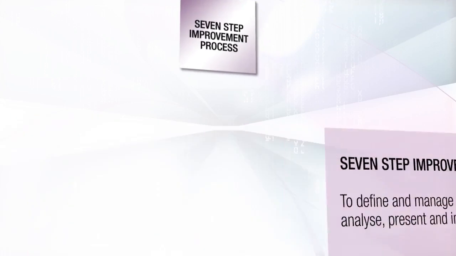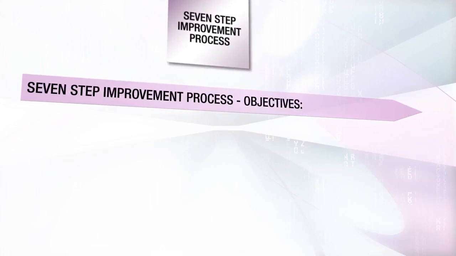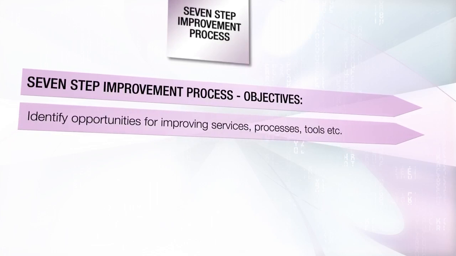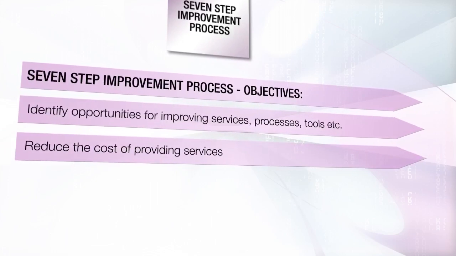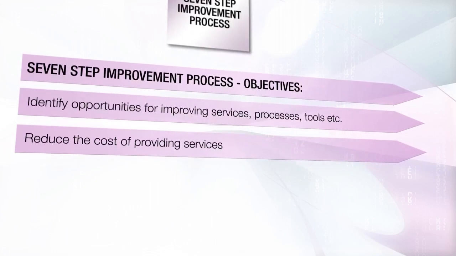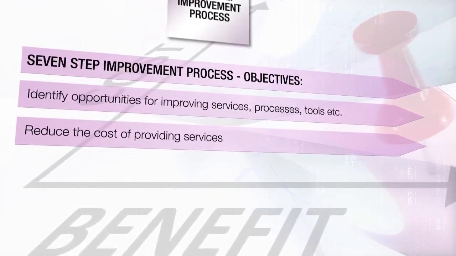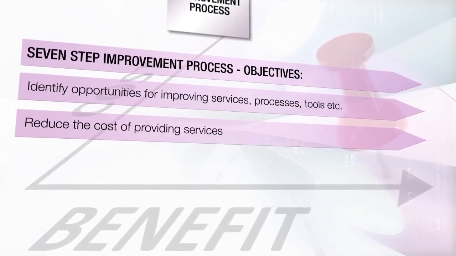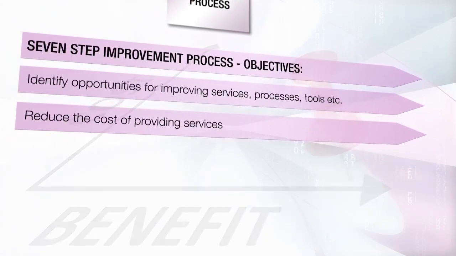In support of the process, the objectives of the 7-step improvement process are keenly aligned to identify opportunities for improving services, processes, tools, etc., reduce the cost of providing services and ensuring that IT services enable the required business outcomes to be achieved. A clear objective will be cost reduction, but this is not the only criterion. If service delivery or quality reduces as a result, the overall impact may be neutral or even negative.